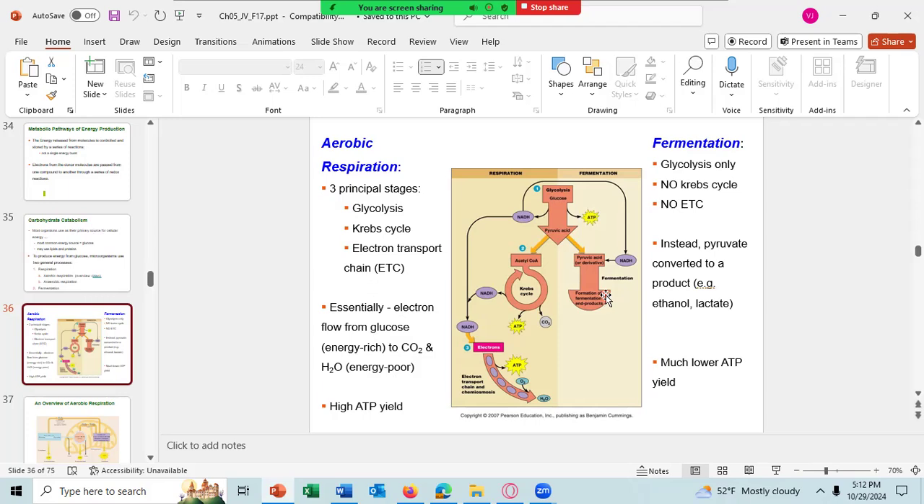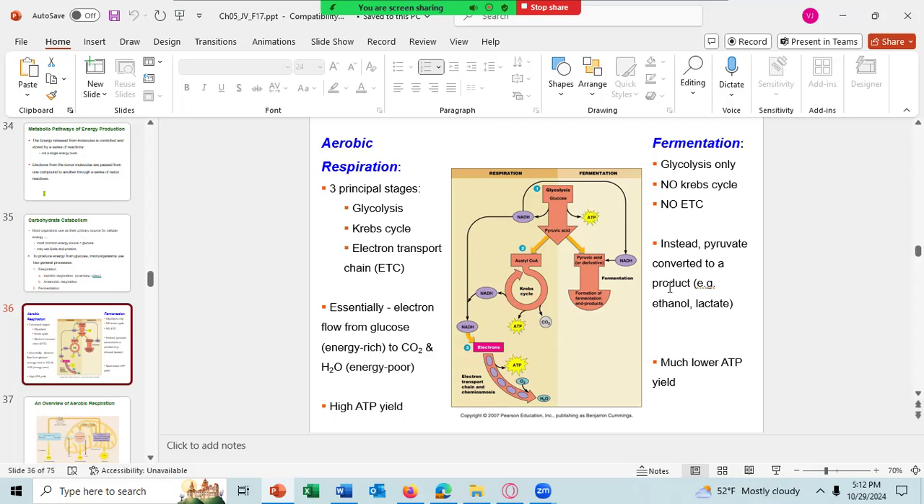Comparing to fermentation, fermentation does have glycolysis, but no Krebs cycle and no electron transport chain. ETC stands for electron transport chain. Instead, pyruvate is converted to a product, the product of fermentation, and it depends on which fermentation reaction we're talking about. We will talk about ethanol and lactate or lactic acid being made. In fermentation, you have a much lower ATP yield.